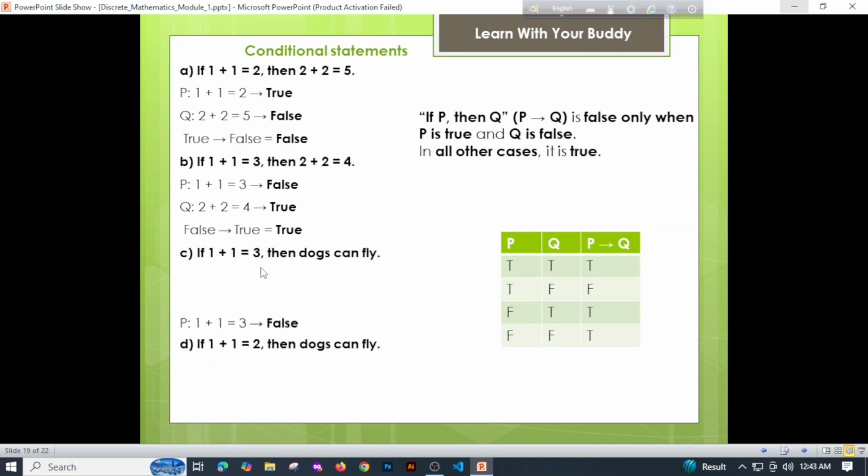Now if 1 plus 1 is 3, that is false, and also if both are the same, it will be true. Okay, so if 1 plus 1 is 2, that's true, but dogs can fly, it's false. So true then false, it will be false in the answer.